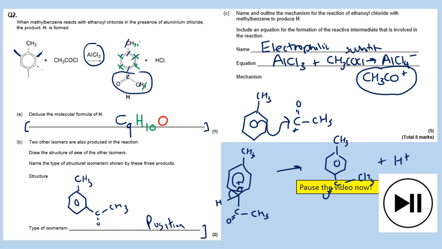Okay, I could be asked at this point to show the formation or the catalytic behavior of the AlCl3. And if I was asked to do that, I would go one step further and I would say AlCl4- plus H+ goes to AlCl3 plus HCl.